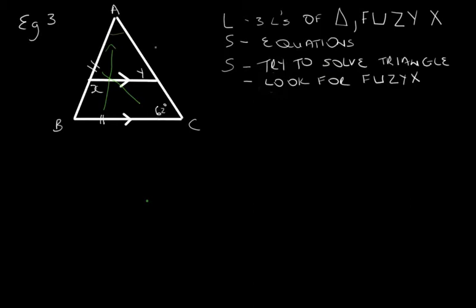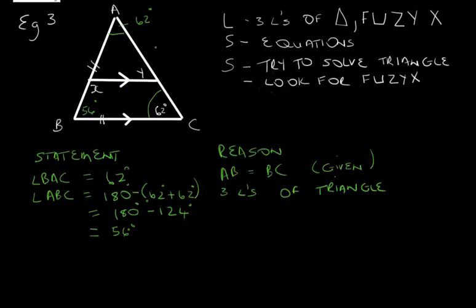Let's write that down. So we've said that angle BAC is equal to 62 degrees. What we need to do now is find angle ABC. And angle ABC, this angle here, is going to be equal to 180 degrees minus 62 degrees plus 62 degrees. What's our reason? The three angles of a triangle. So that will be 180 minus 124, which is equal to 56 degrees. So you'll see we've marked off that angle ABC is equal to 56 degrees.